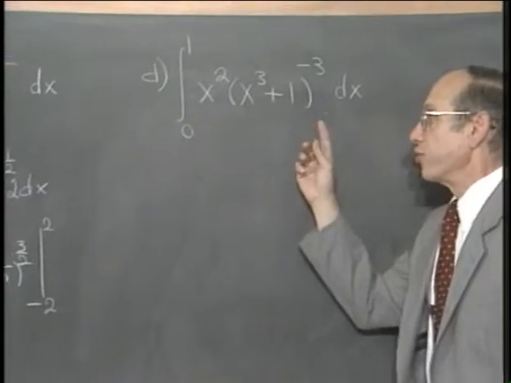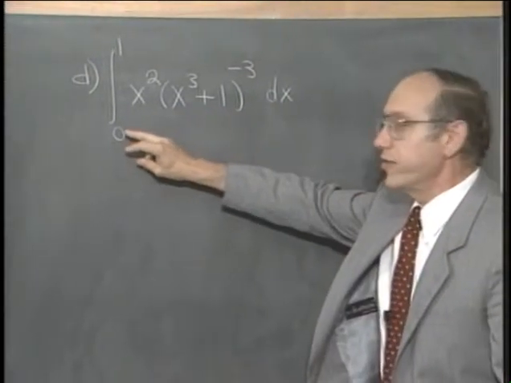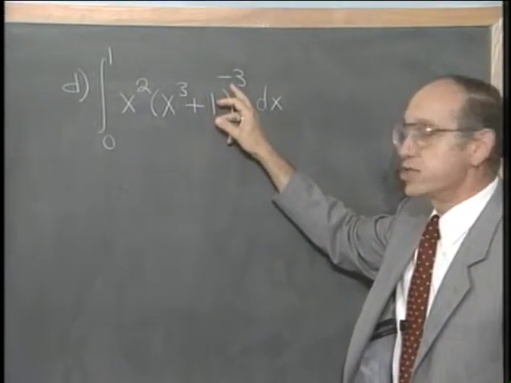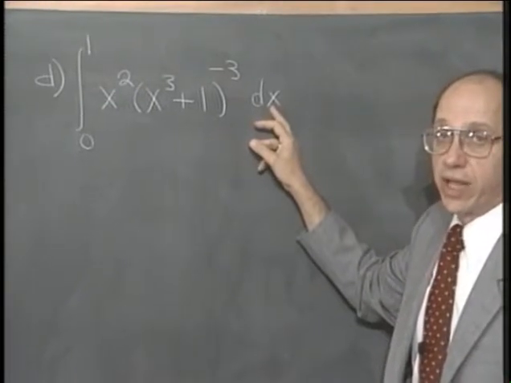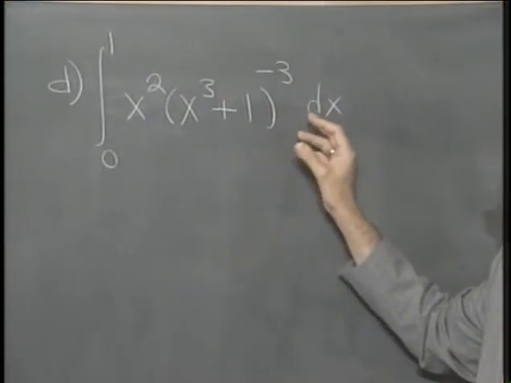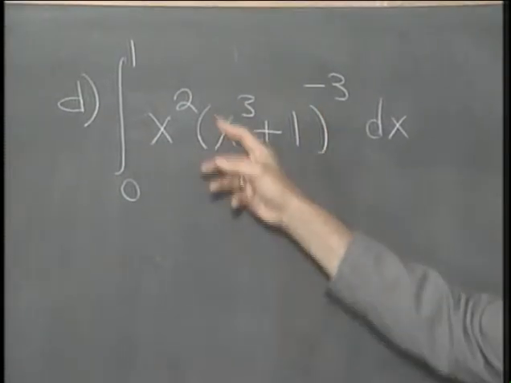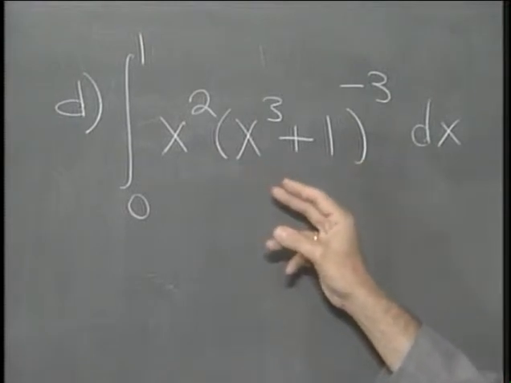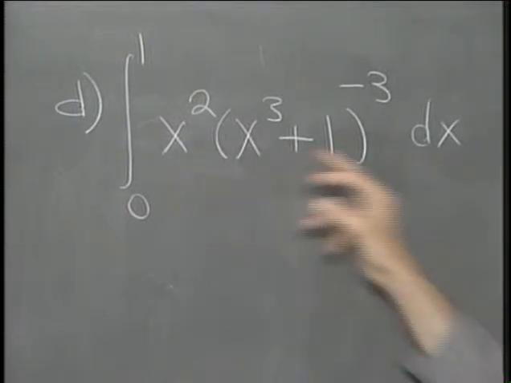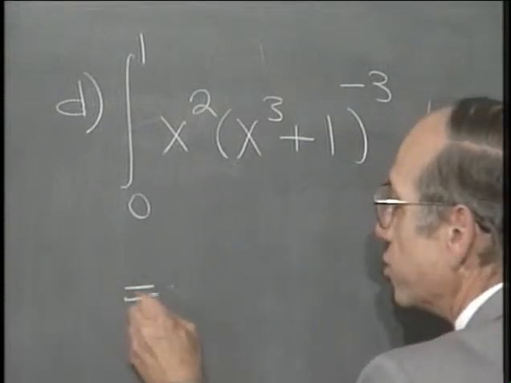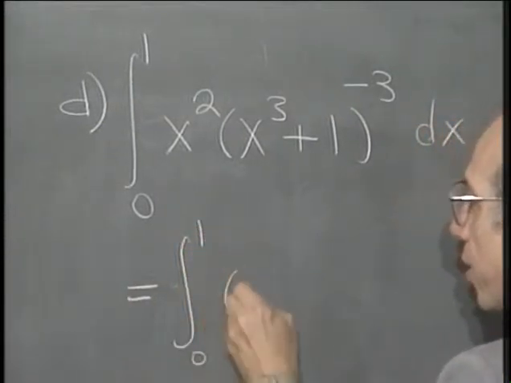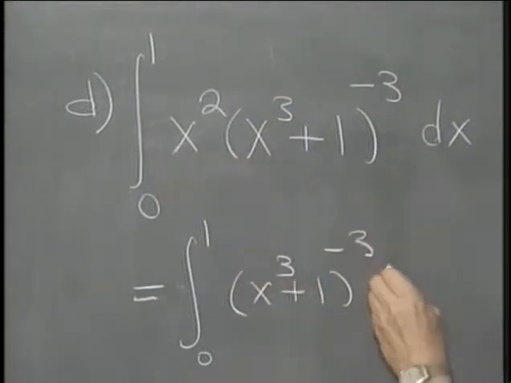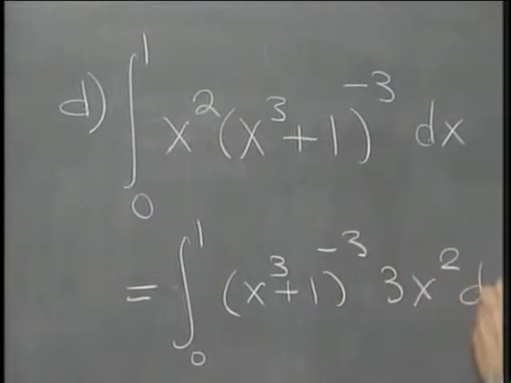In problem 3D, we have another definite integral from 0 to 1 of x^2 times (x^3 + 1)^(-3) dx. Again, I would like to have something in the form u^n du. If I think of x^3 + 1 as u, then du has to be 3x^2 dx. Well, I have the x^2 here and I have the dx. So let me write this the way I want it. The integral from 0 to 1 of (x^3 + 1)^(-3). Bring this x^2 over here and make this 3x^2 dx.